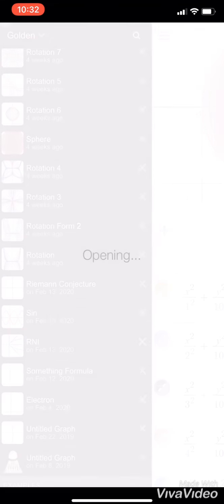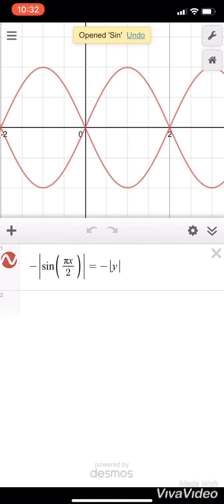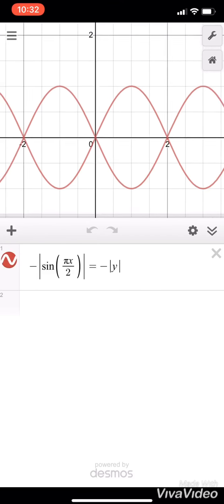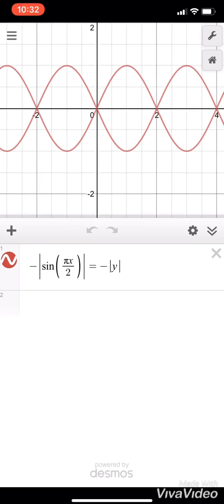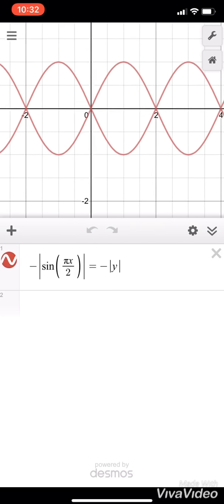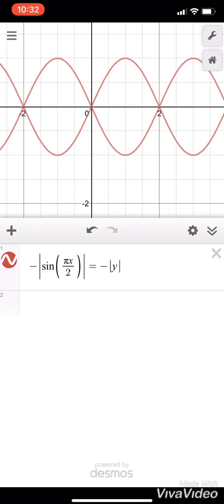Now, this one is a little bit more complicated. I'm not going to explain it, but if you do this one, you'll make this cool wave formula. Okay, that is all I'm really expecting. Do some cool stuff with Desmos.